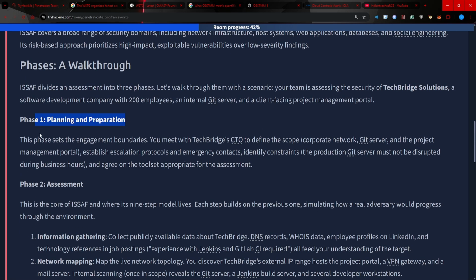Phase 1, planning and preparation. The phases are set: engagement boundaries. You meet with the technical-based CTO, the Chief Technology Officer. Redefine the scope: corporate network, Git server, and a project management portal. Establish escalation protocol and emergency contacts.